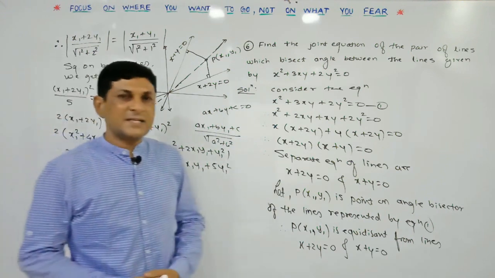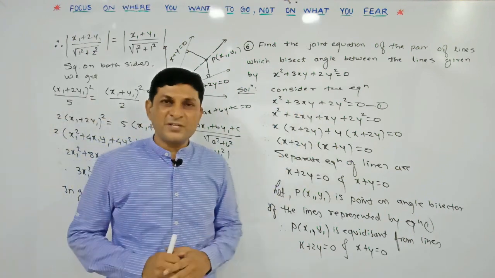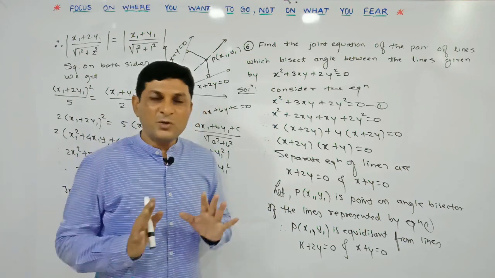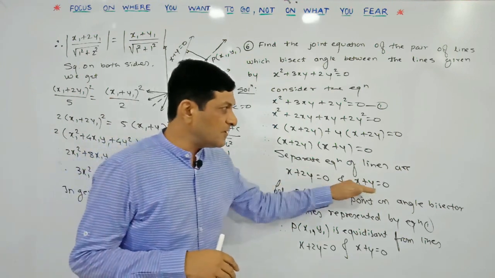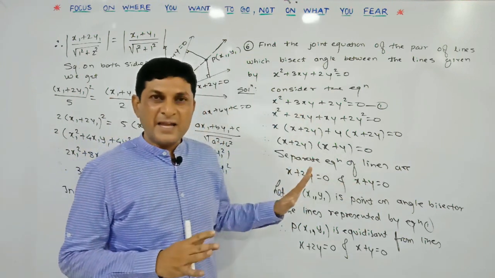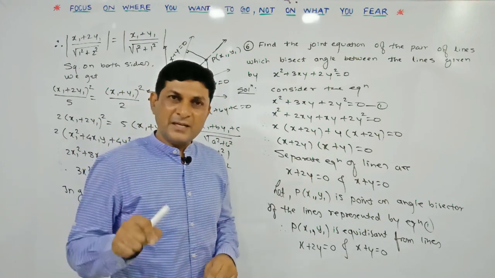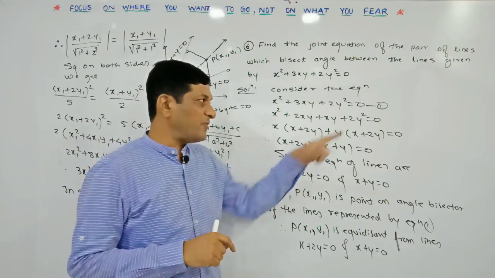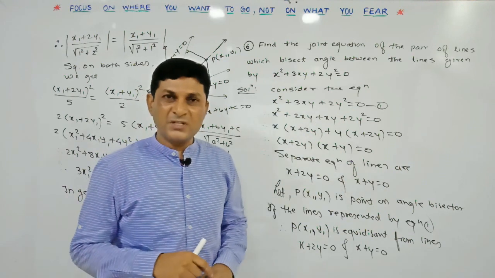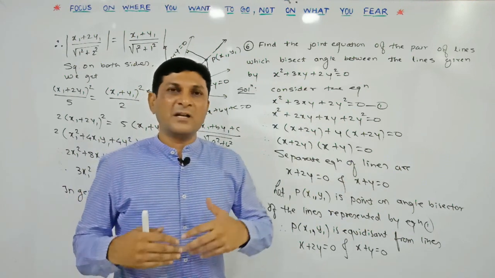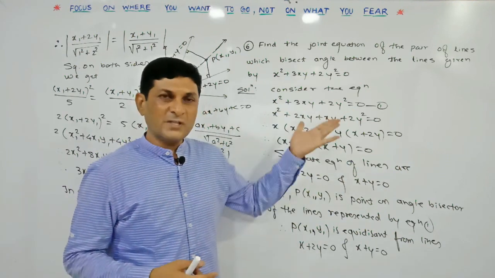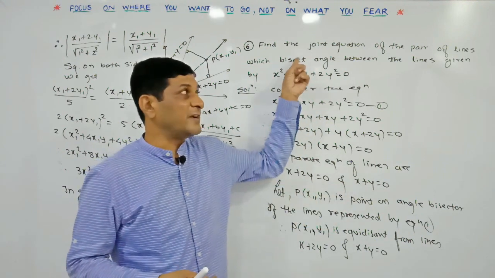Now see, in this example, whatever the homogeneous equation given to us, we are able to find the separate equations of lines by applying the factorization method. In case we are not able to factorize the given homogeneous equation, at that time we have an alternate method to solve such type of example, meaning to find out what?